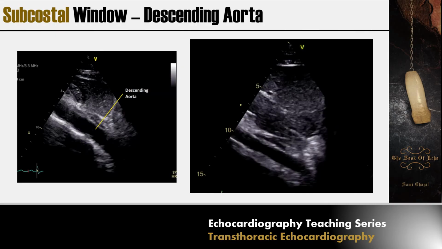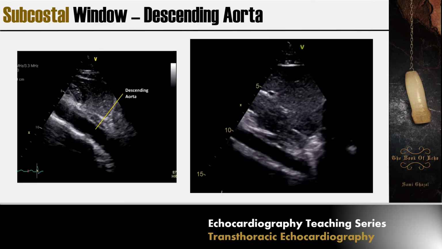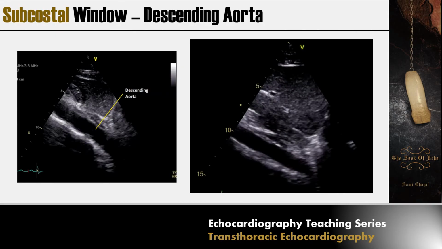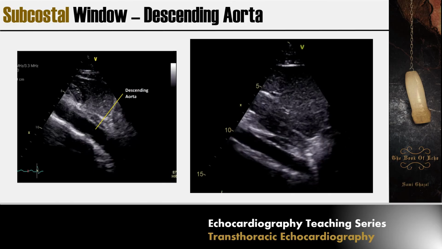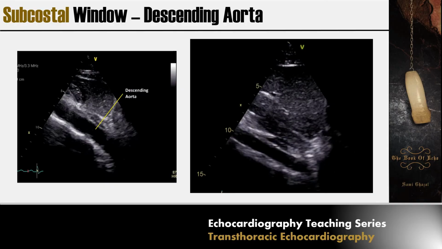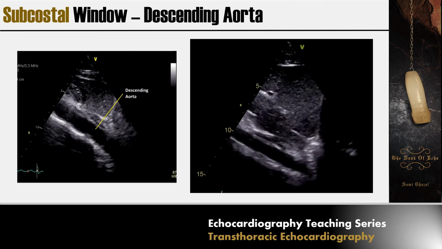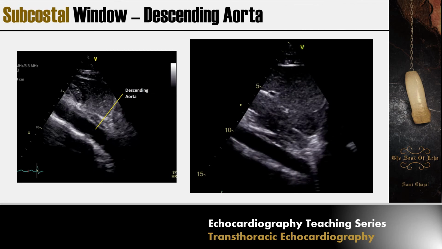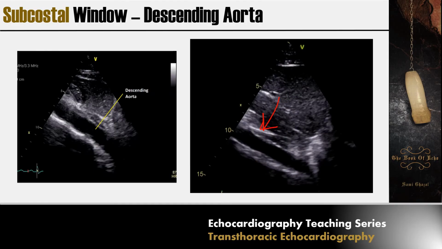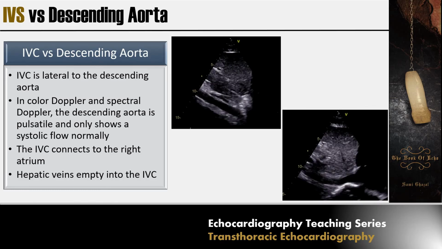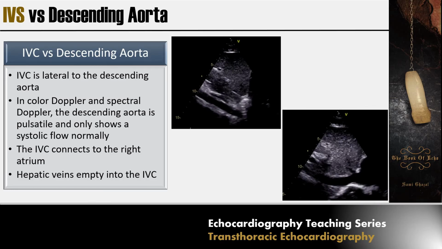So the descending aorta is a structure that is almost in the midline. So it is more medial to the IVC near the liver on the right side. So if you angulate the beam a little bit medially, you can view the descending aorta. And if you look at the descending aorta here, you will notice that it has a pulsatile motion. These are clues to differentiate between IVC and descending aorta.